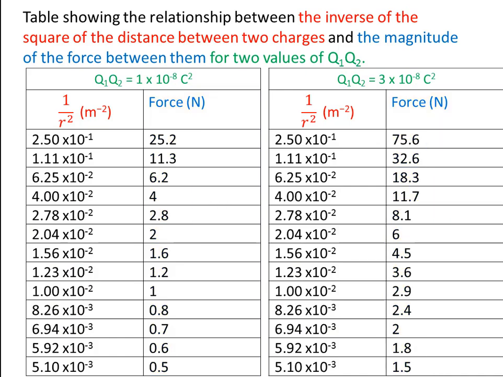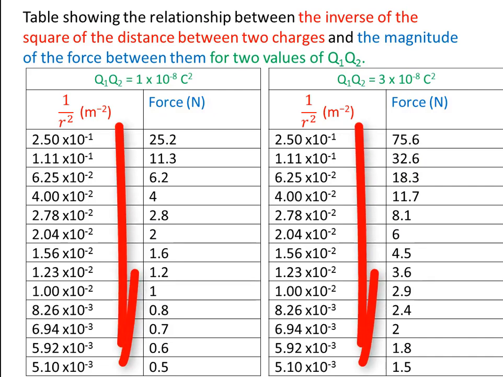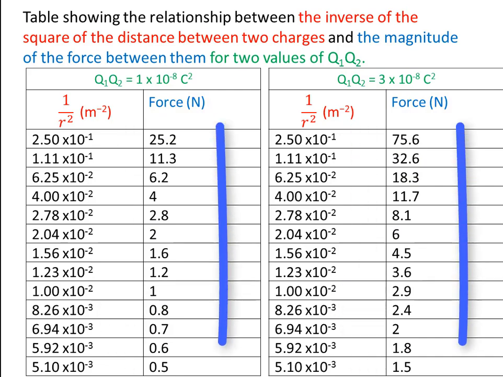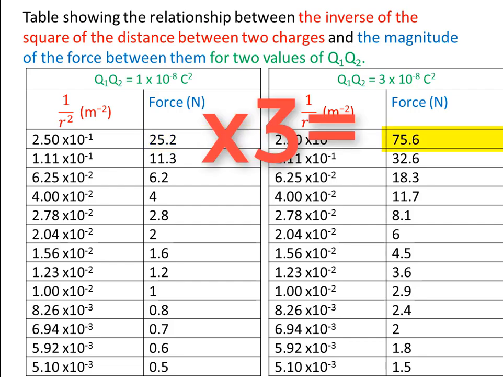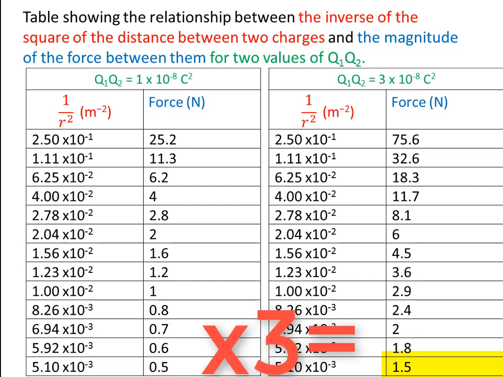The first thing we see is that as 1 over r squared is decreased, the force decreases. And that's the case in both contexts. But for a particular 1 over r squared, the force is less for the first situation than the second. 25,2 is less than 75,6. And what's also very interesting, 25,2 times 3 is equal to 75,6. 0,5 times 3 equals 1,5. And so on. You can check the rest.